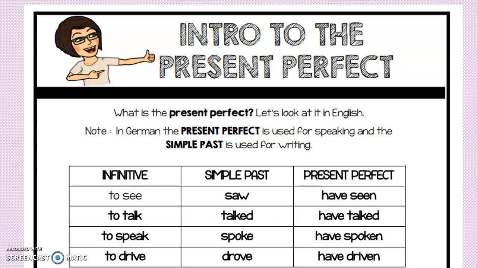In German, the present perfect is used for speaking, and the simple past is used for writing. So if you're speaking to someone, you're going to use the present perfect. If you're reading a newspaper or a book, that's going to be in the simple past.